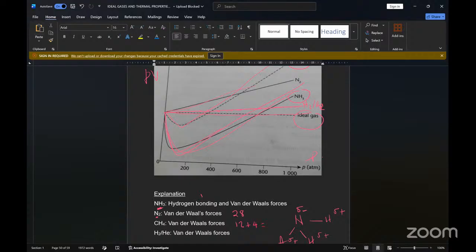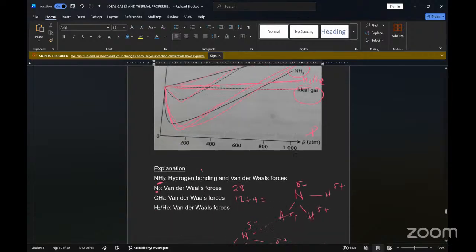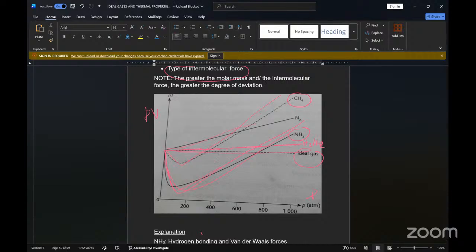So this is 12 plus 4, which is 16. And then you have van der Waals forces for these ones, ammonia. So technically speaking, the greater the molar mass, the greater the intermolecular force. So that's why you have this one deviating like that, and this one deviating in this way.